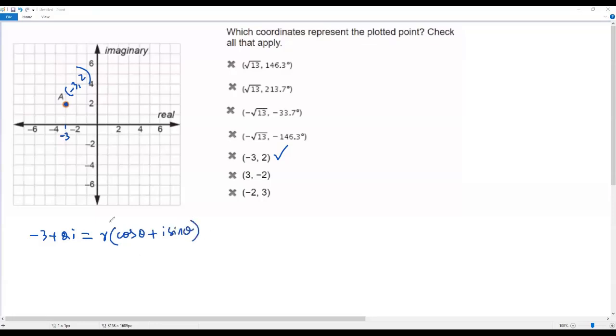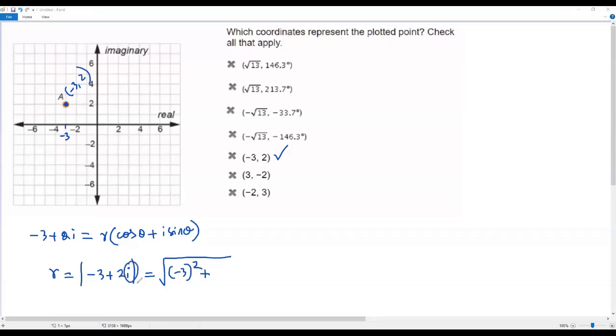First, to get the value of r, we have to take the absolute value of this complex number -3 + 2i. So r is equal to the absolute value of -3 + 2i. If I want to get the absolute value of a complex number, I have to take the square root of the square of the real part, that is (-3) squared, plus the square of the imaginary part. Here the imaginary part is just the coefficient of i, that is 2 alone.